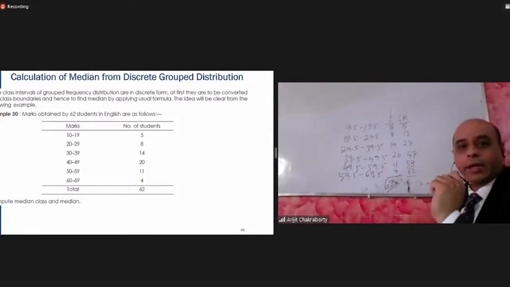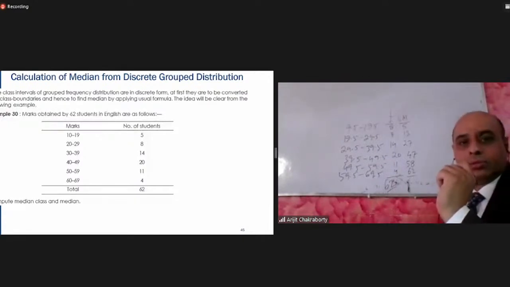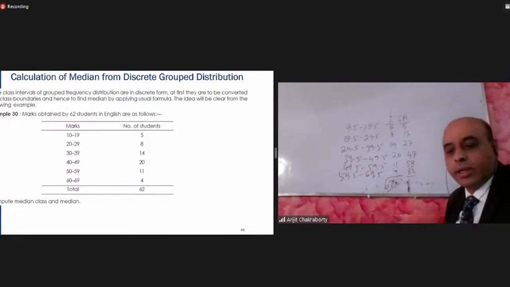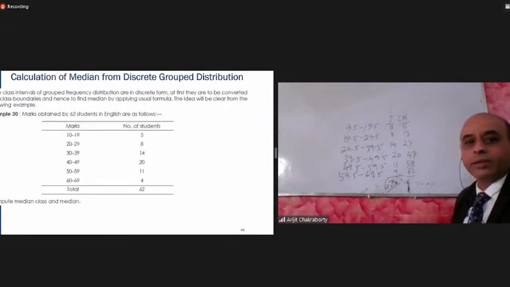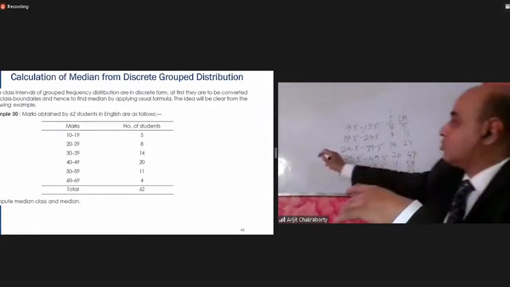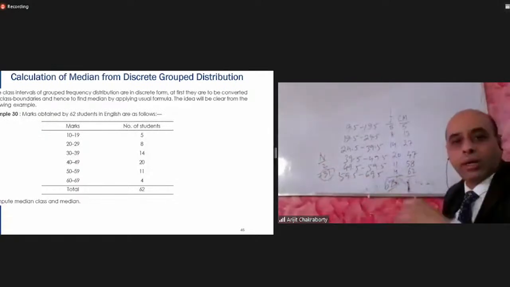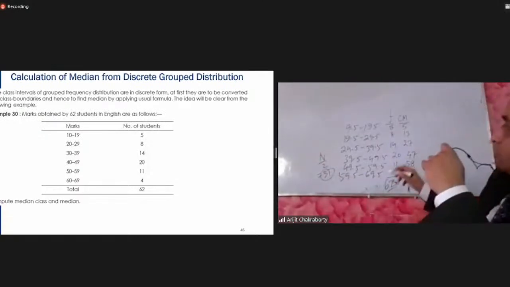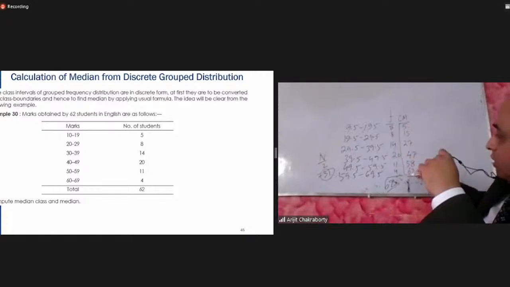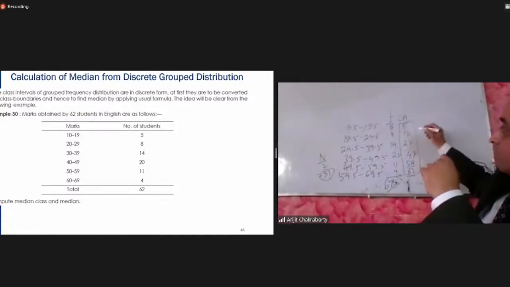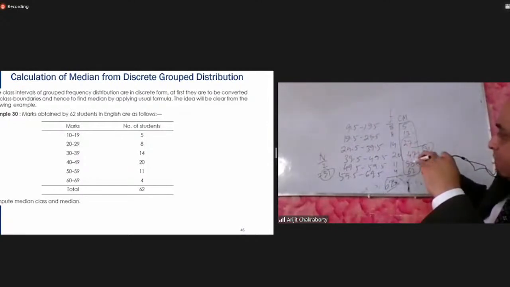Okay. Now we have got 62 students here. So we will take n by 2. N is 62, so n by 2 is 31. So we have to hunt for the number 31 here. The 31st number: 5, 13, 27, 47. 31 is somewhere in between 27 and 47. 27 and 47 means what?